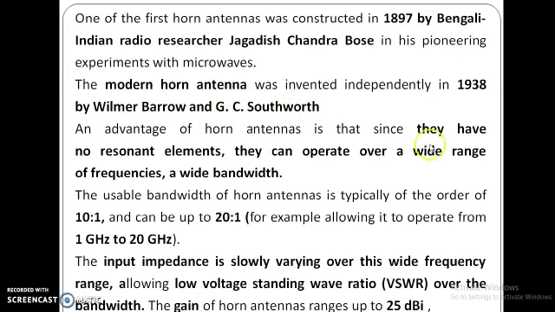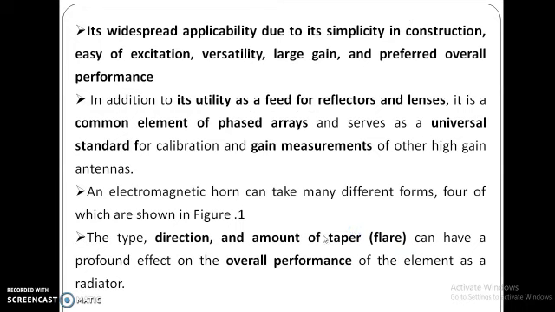The advantage of this horn antenna is that there is no resonant element, and therefore the bandwidth over which it operates is a large frequency range, that is, a large bandwidth. It may be 10 to 1, or it may be 20 to 1. It means if the lowest frequency is 1 gigahertz, then the highest frequency should be 20 gigahertz. The input impedance varies slowly over a wide range of frequency, there is low voltage standing wave ratio over the bandwidth, and gain is around 25 dBi.